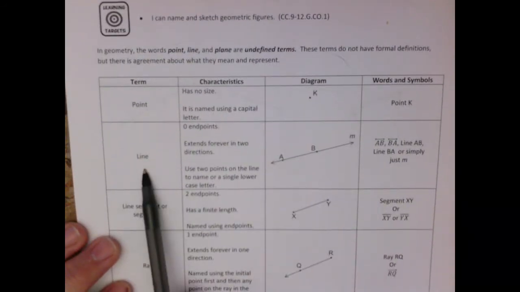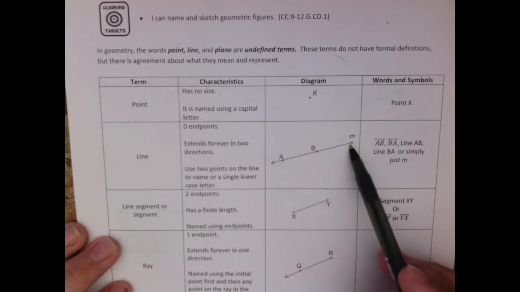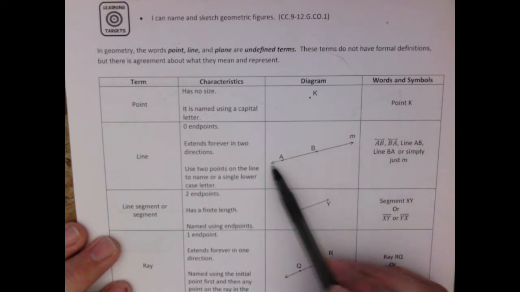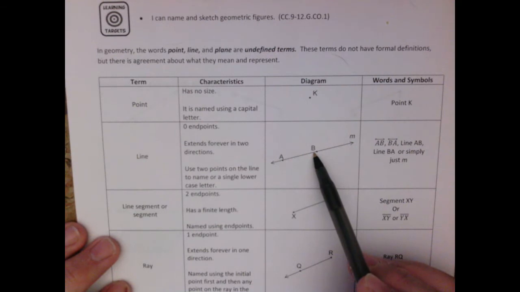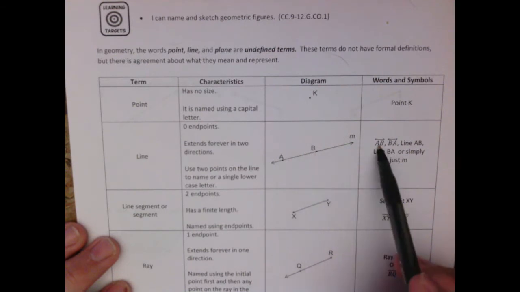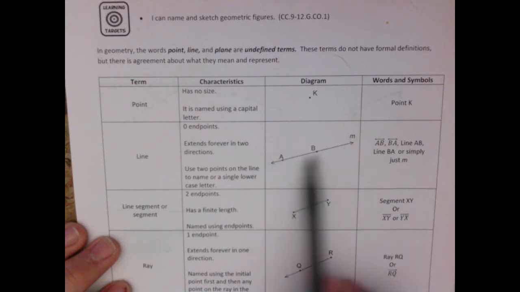For a line, you want to make sure you use the arrowheads on both sides, in both directions. So this would be a line containing the points A and B. And so we can name that line by simply saying line AB. Notice above the AB, we have the little symbol with both arrowheads on top showing that it's a line. So this is the notation for a line. You could also have called it line BA because the line does go in both directions.